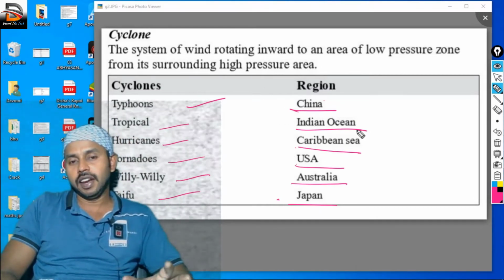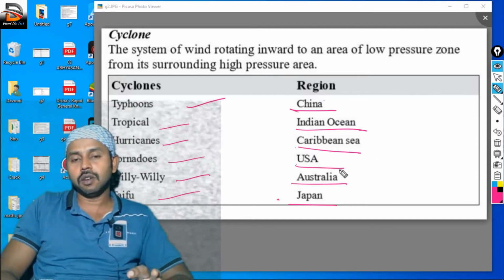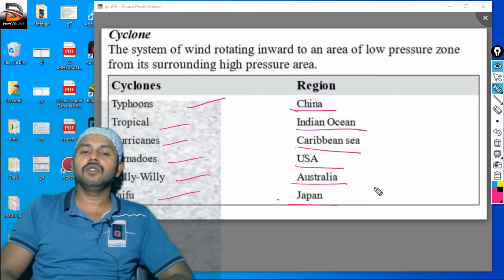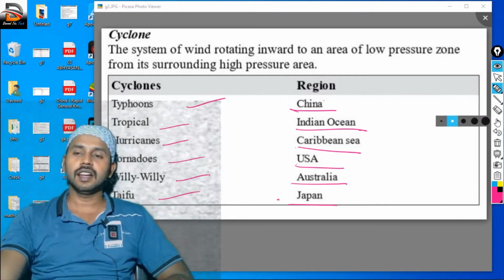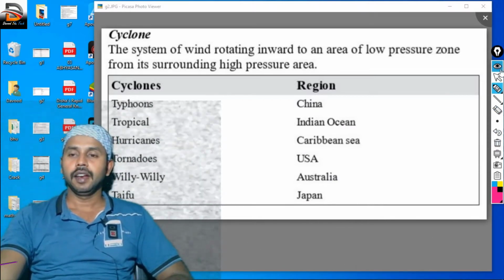China typhoons, Indian Ocean tropical, Caribbean Sea hurricanes, USA tornadoes, Australia willy, and Japan typhoon. So this is another topic in today's session. Next one.